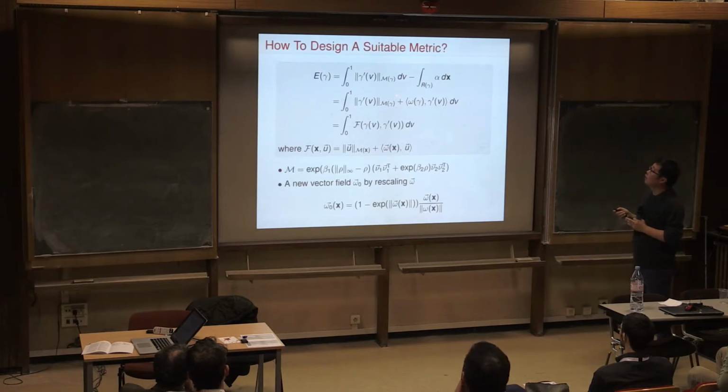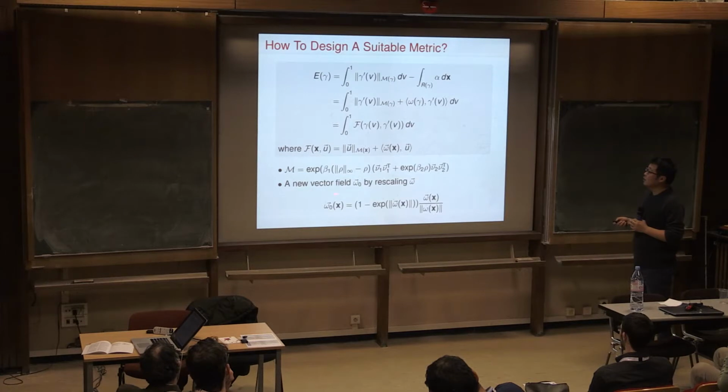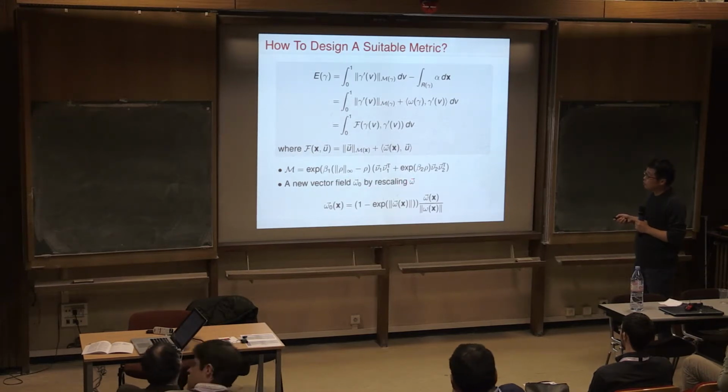Okay, so now we can show how to design a suitable metric. This is the balloon edge-based energy, and by the previous formulation we can get a geodesic energy. This involves a Randers metric, and it includes two parts. The first part is a symmetric part, and the second part is a linear and asymmetric part. Here the tensor field is constructed like previously, and in order to ensure that this metric is positive everywhere, we need to rescale the norm of the vector field omega by this nonlinear mapping.